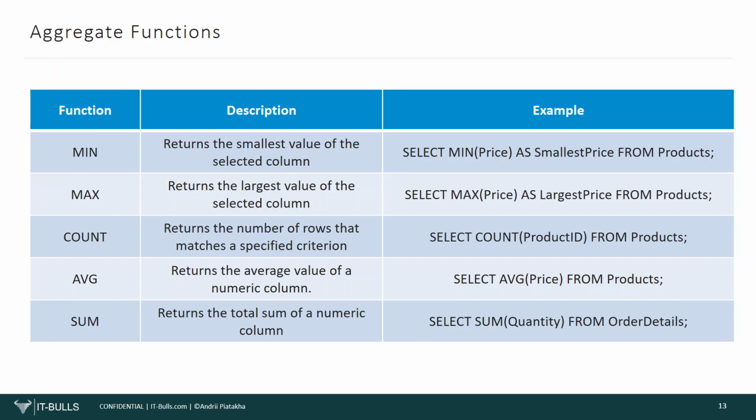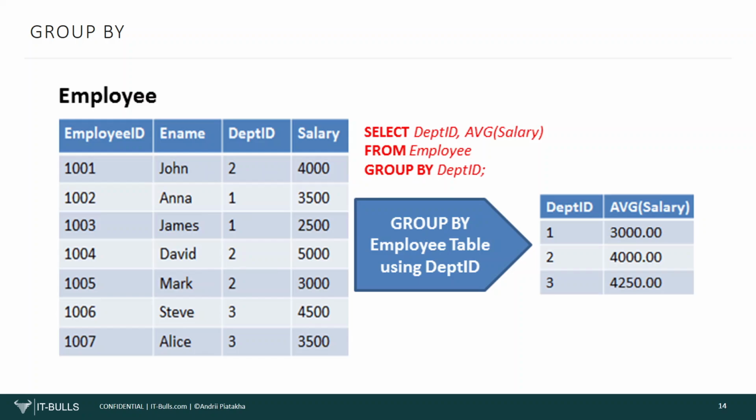The next aggregate function is count. The count function returns the number of rows that match a specified criterion. You can also find a query example on the slide. The average function returns the average value of a numeric column. The sum function returns the total sum of a numeric column. Is everything clear? Let's learn now the group by keywords that are often used together with aggregate functions.